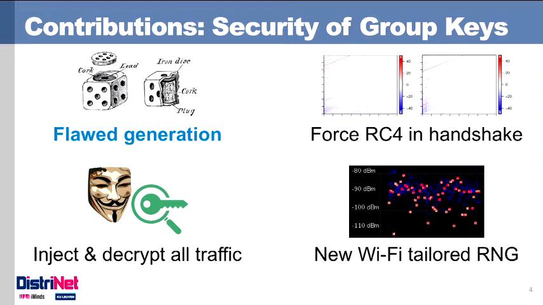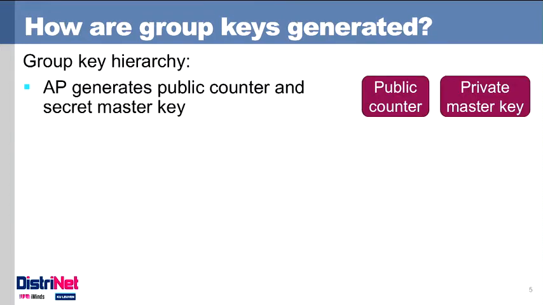So let's start with the first part. How is the group key in a wireless network generated? Well, the 802.11 standard proposes, but does not mandate, a group key hierarchy, which basically says how you can generate the group key. And of course, the group key is always generated by the access point and then transported to clients.